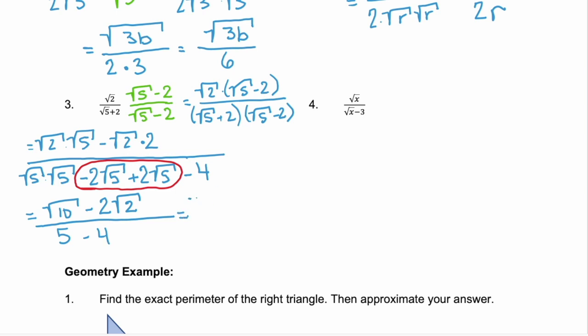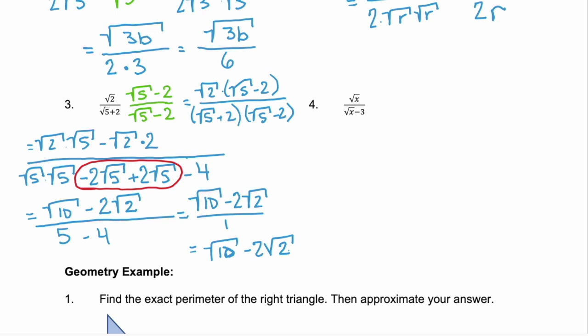And we can simplify further. Square root of 10 minus 2 square root of 2, our numerator stays the same, over our denominator, 5 minus 4, or 1. And technically we can simplify this even further. We don't need the fraction since it's over 1, so it's the square root of 10 minus 2 square root of 2. See, the conjugate's not too hard.